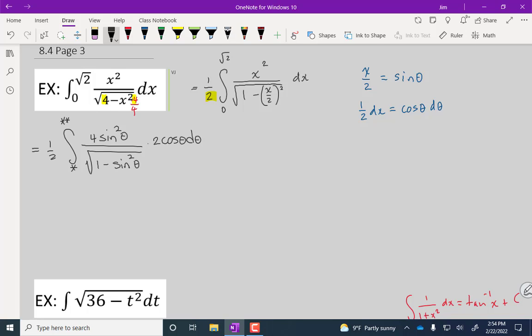We've now converted to thetas. Stare at that for a moment. If there's any questions before we start canceling thetas out. Is there any part of that substitution you're not sure about?